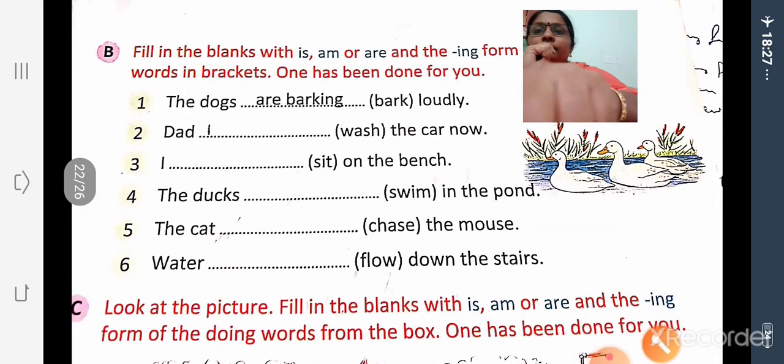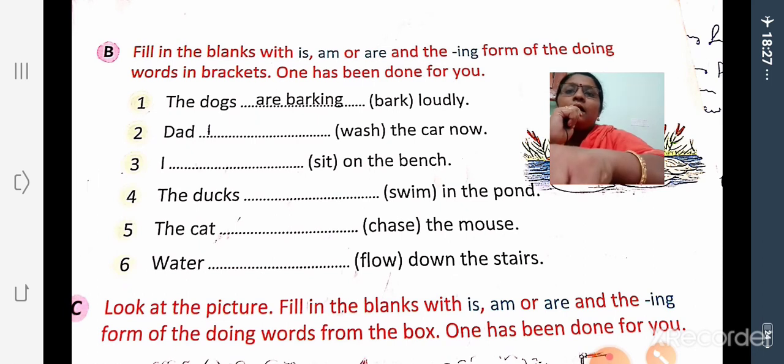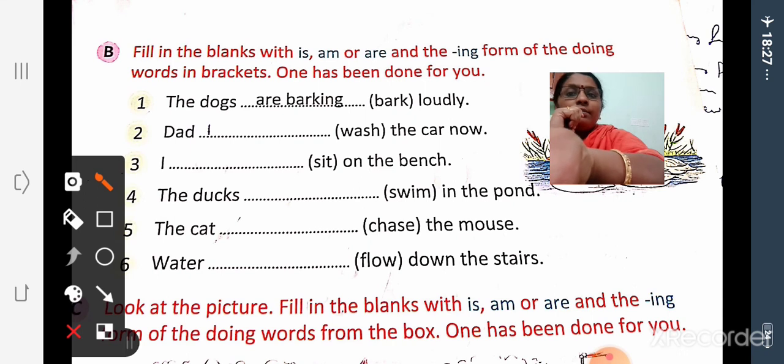Then fill in the blanks with is, am or are and the ing form of the doing word. So what we have to do is verbs are given, doing words are given in the bracket. We have to add am, is, are and ing form. According to the subject, we have to add am or is or are. Okay, the dogs plural. So we take what? Are. Bark plus ing, barking. The dogs are barking loudly. Then dad is singular, so dad is. Then wash plus ing, washing. The dad is washing the car now.